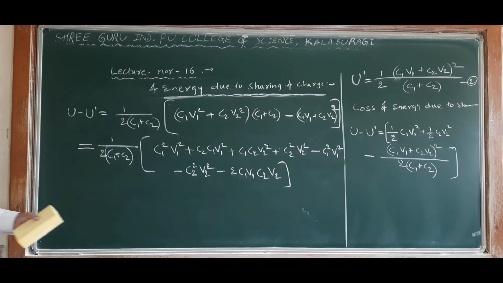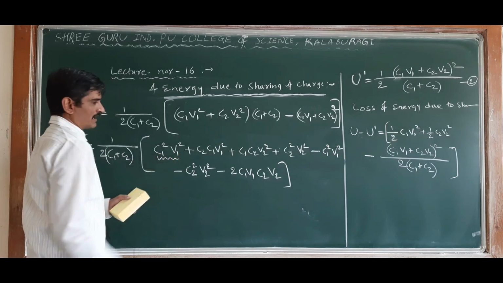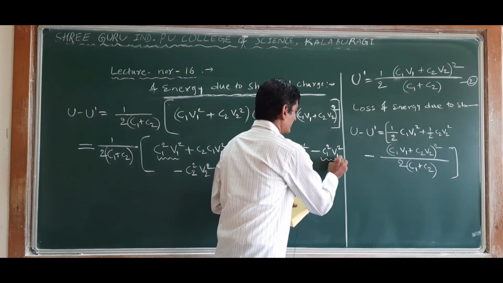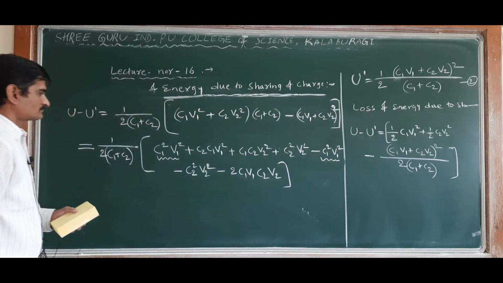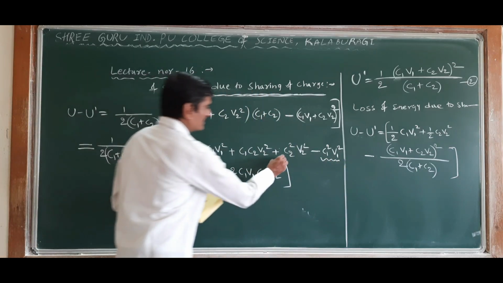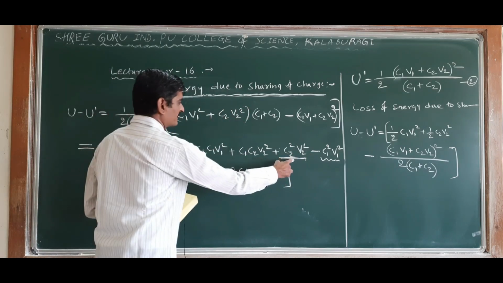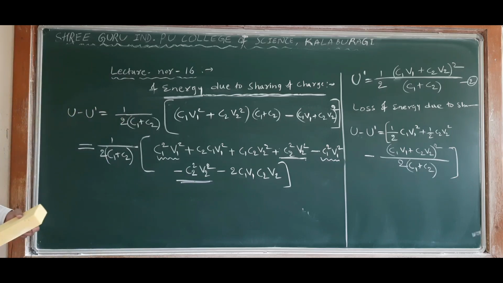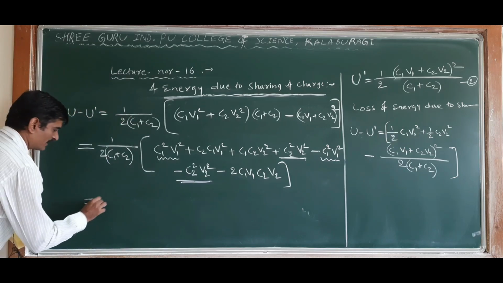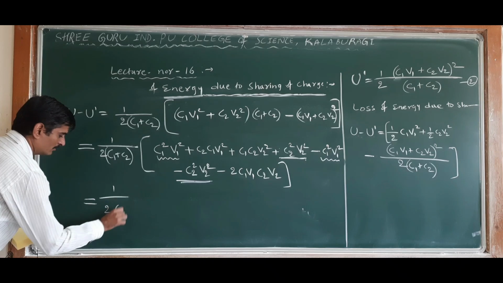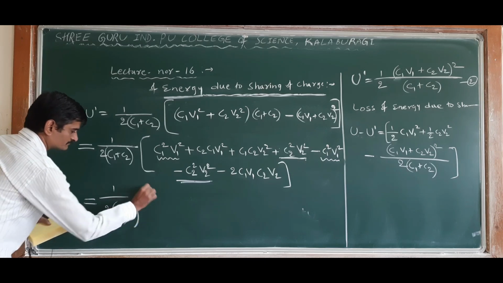Okay. So now observe the terms, C1 square V1 square and C1 square V1 square will cancel, right? And next C2 square V2 square and C2 square V2 square, this is plus C2 square V2 square, this is minus C2 square V2 square, so they will cancel. So therefore you will get 1 by 2 (C1 plus C2).